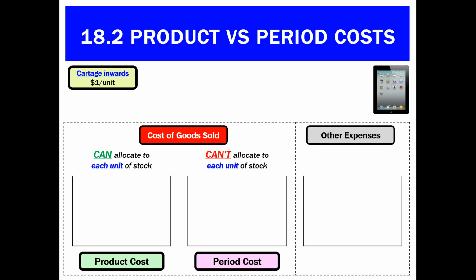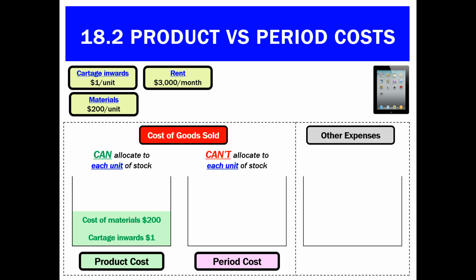So what we're going to do with each of these costs is put it in one of the bins. We either got product costs, period costs, or other expenses. So let's put this one. That's a product cost. Required to get it ready for sale and can allocate it. Had the materials of the iPad, definitely required to get it ready for sale, can be allocated, so that's going to go in as a product cost.